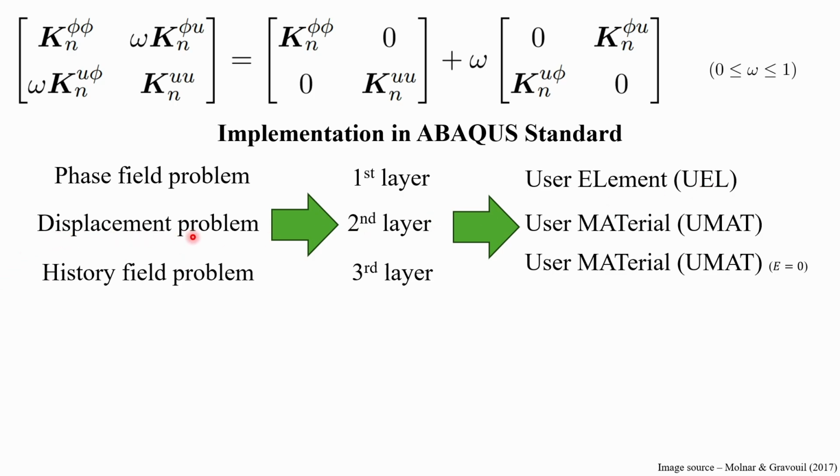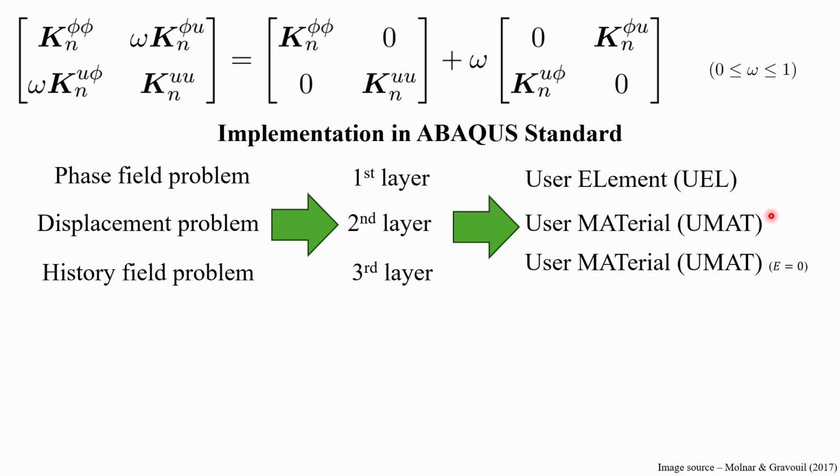Next, you have the displacement problem. The displacement problem is essentially how you solve for your strains, your stresses, and displacements. And that can be easily done using a UMAT, or user material subroutine. The user material subroutine essentially tells Abaqus the overall constitutive model of the specimen or of the material, and it can be used side by side with this UEL.